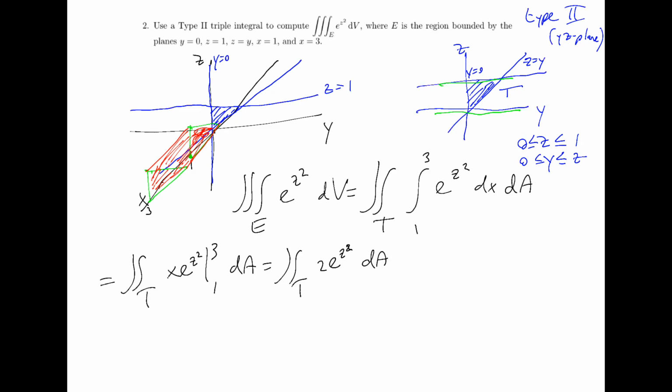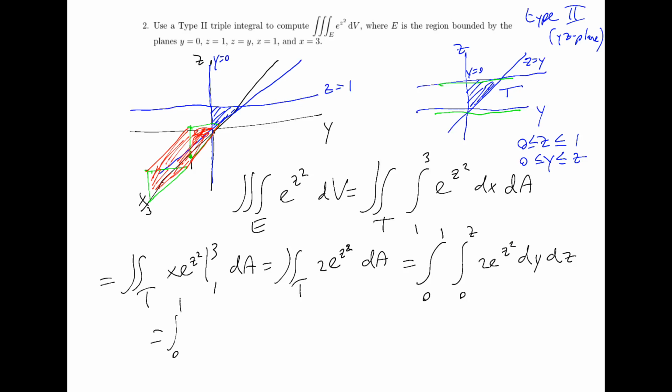Alright, so let's continue over here. We decided we want to do this as type 2, so the integral for z from 0 to 1, and y from 0 to z, of 2 e to the z squared dy dz. Again, if we had dz dy, we would not be able to integrate this. This is why I chose type 2.